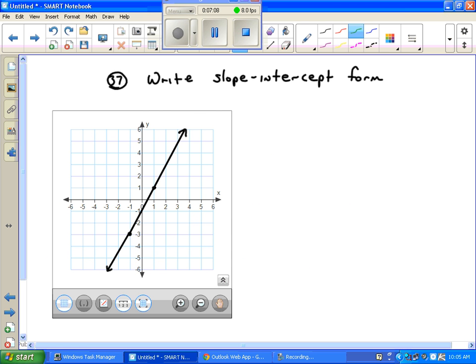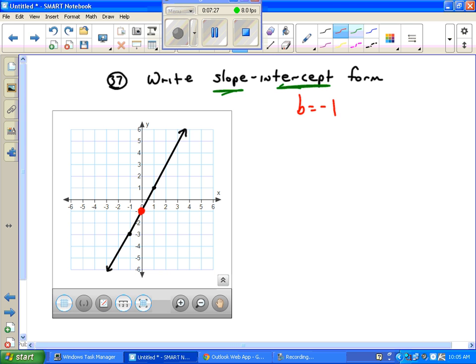Number 37 says write this one in slope-intercept form. Great. So it's called slope-intercept form, so you need 2 things. First thing is the slope, second thing is an intercept. The easiest thing to get in this case is the intercept, though, because you can see that it crosses through at -1. So your b value is -1.